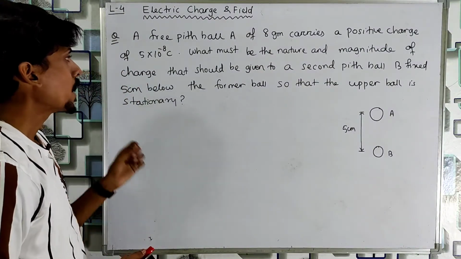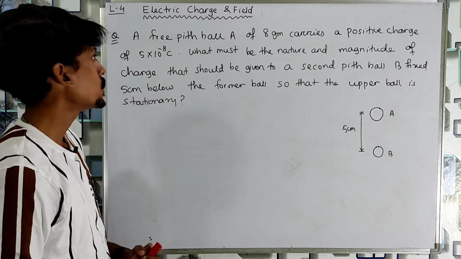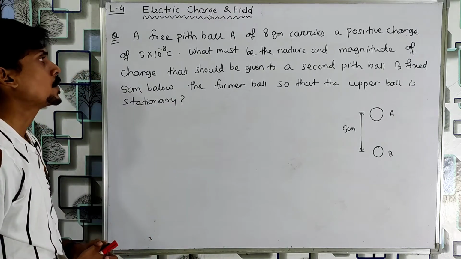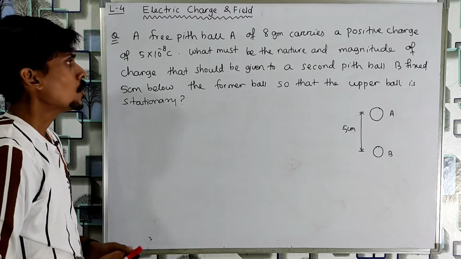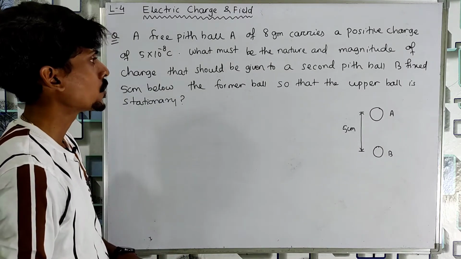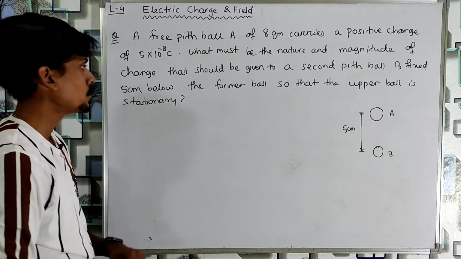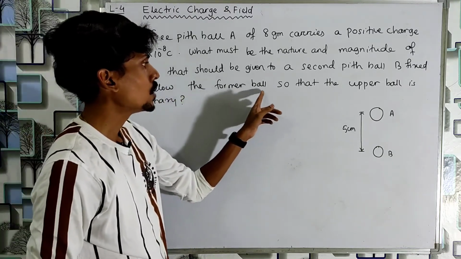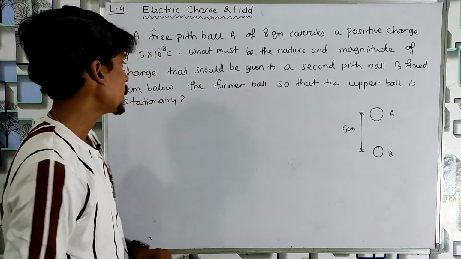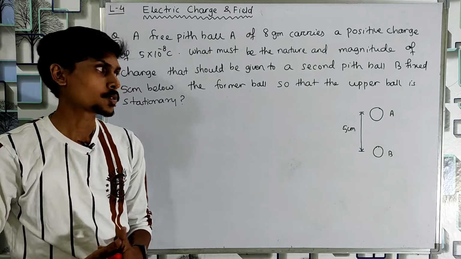The question is: a free pith ball A of 8 gram carries a positive charge of 5 into 10 to the power minus 8 coulomb. What must be the nature and magnitude of the charge that should be given to a second pith ball B fixed 5 centimeter below the former ball so that the upper ball is stationary? So let us try to understand this question.